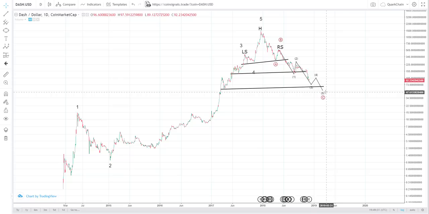But right now, the primary count shows an ABC. The C wave subwaves show a 1 complete, 2, and 3 is probably just about ready to complete. We'll get a bounce for 4, and a 5 down towards the $53 range. That's the projected target for the primary count.